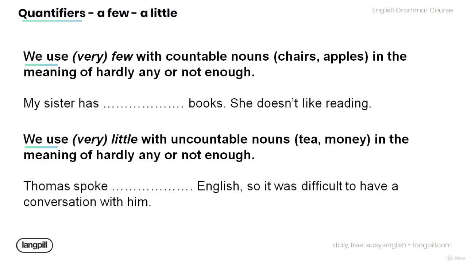Also remember that we use very few with countable nouns such as chairs and apples in the meaning of hardly any or not enough. And we use very little with uncountable nouns such as tea or money in the meaning of hardly any or not enough. Now have a look at the sentences below and fill in the blanks using the appropriate quantifier.